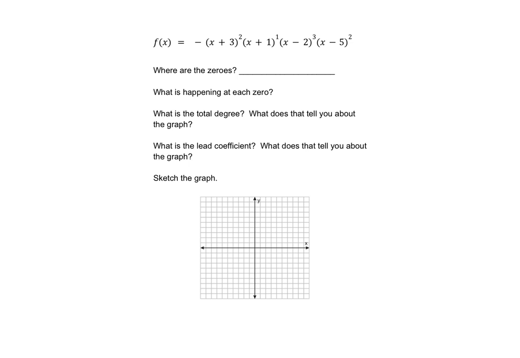Okay, so now we're going to look at some graphing. This is exactly what we did in the bounce, wiggle, cross activity. It's just a review, so we're reviewing everything one more time.